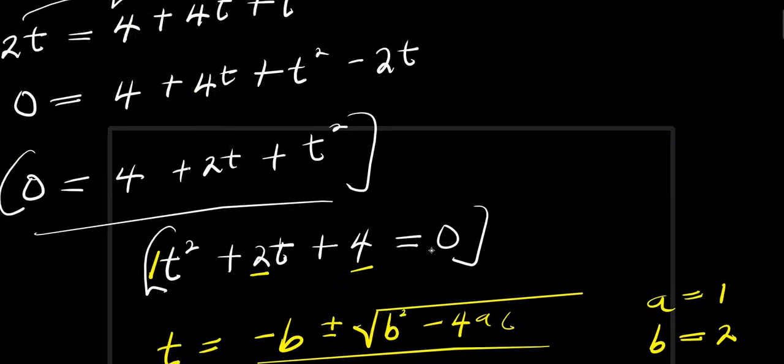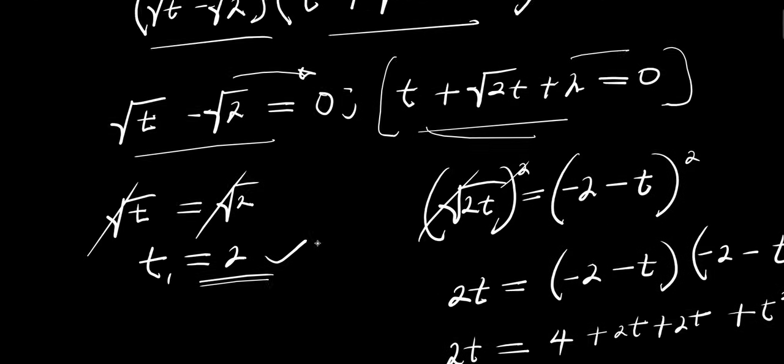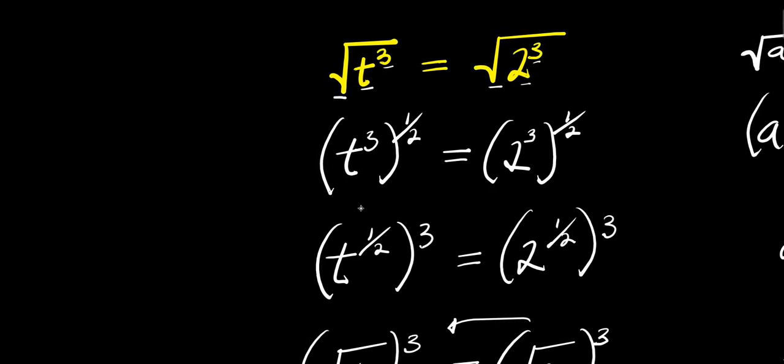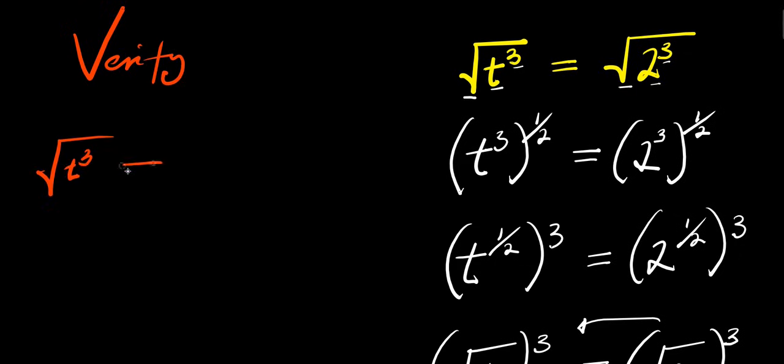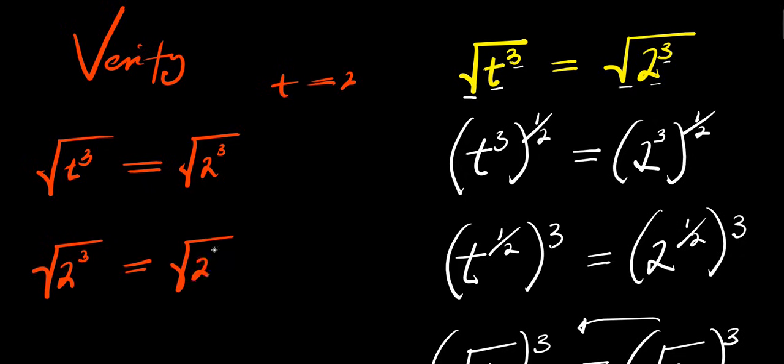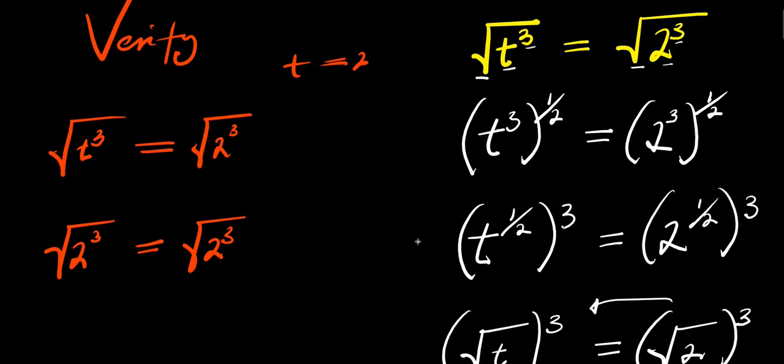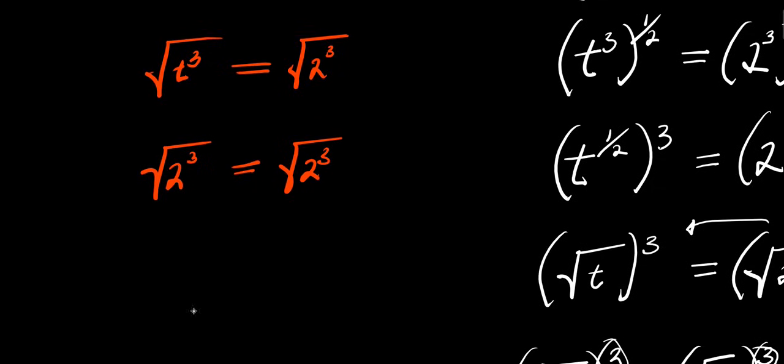We have one real value for t, which is this particular one here, which is 2. So if you decide to verify, it's obvious that it is correct because you have square root of t power 3 equals square root of 2 power 3 and t is 2. That means you have square root of 2 power 3 equals square root of 2 power 3. And 2 power 3 is 8. We have square root of 8 equals square root of 8.